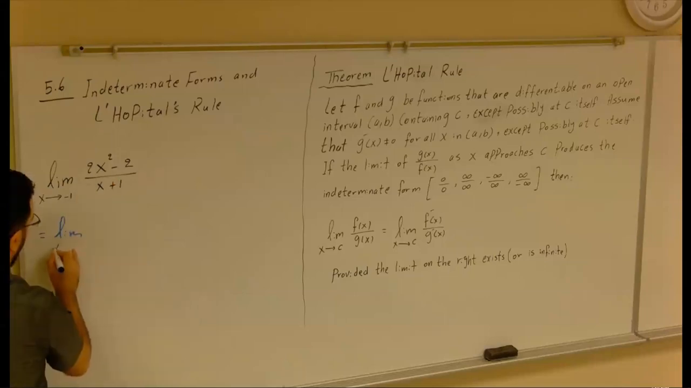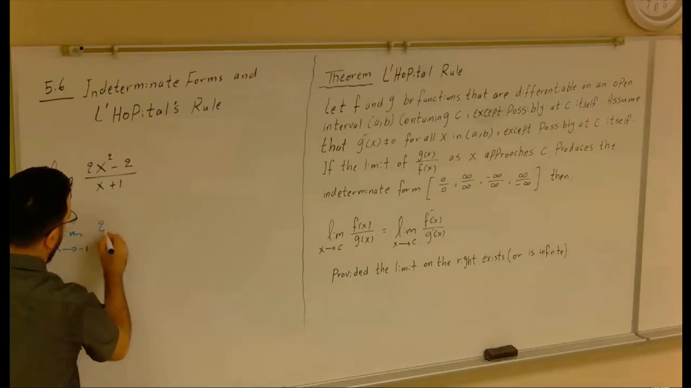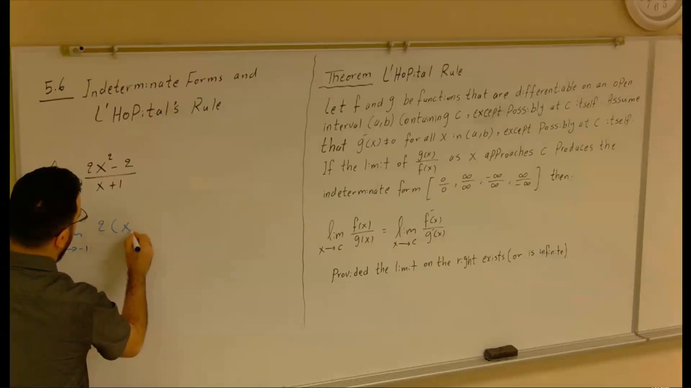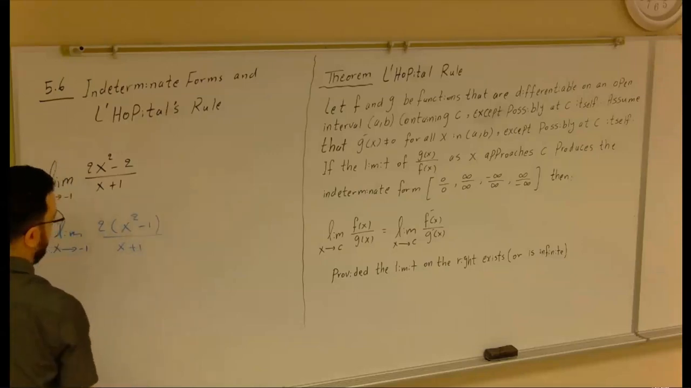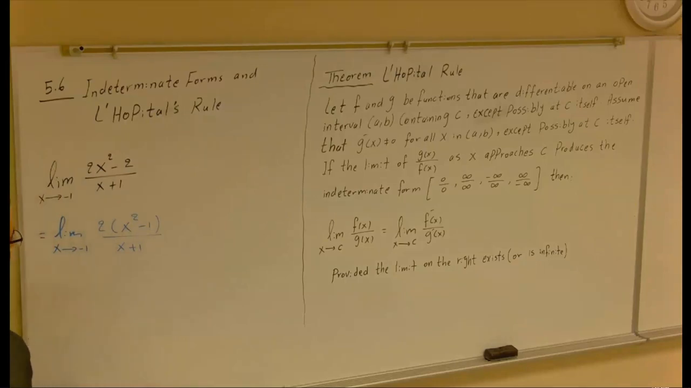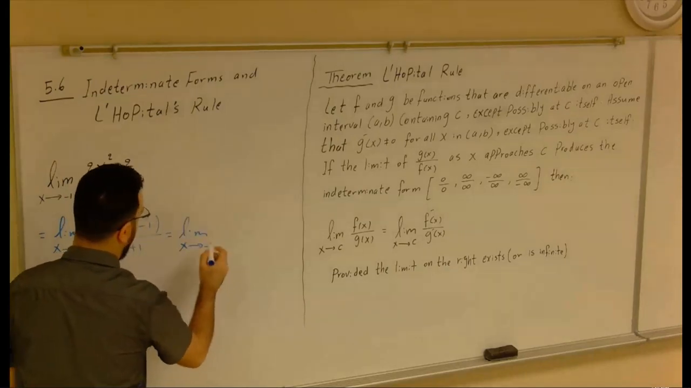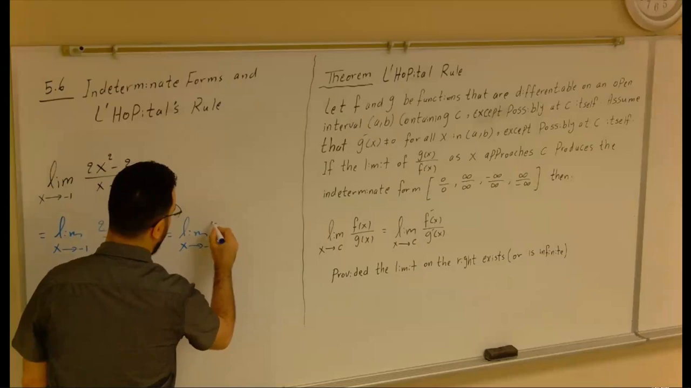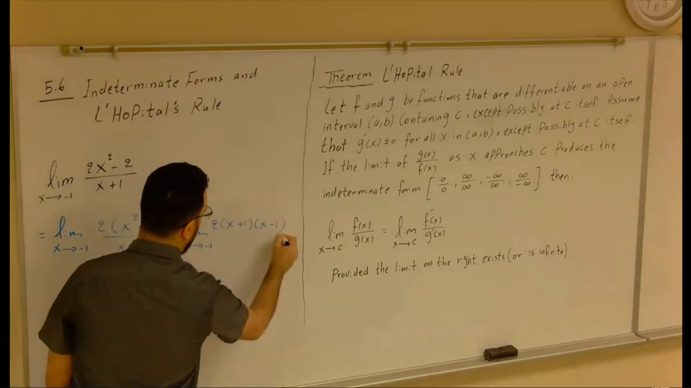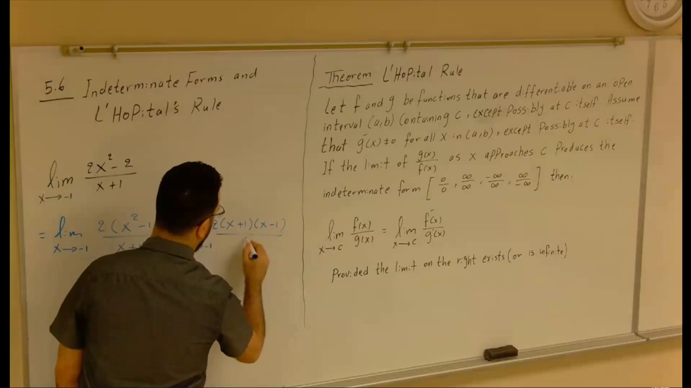limit as x approaches negative 1. I'm going to take 2 as a common factor. The left is x squared minus 1 divided by x plus 1. Then I can factor this one by using difference between two squares. So this one is going to be the limit as x approaches negative 1 of 2 times x plus 1, x minus 1, divided by x plus 1. Then I'm going to cancel these.